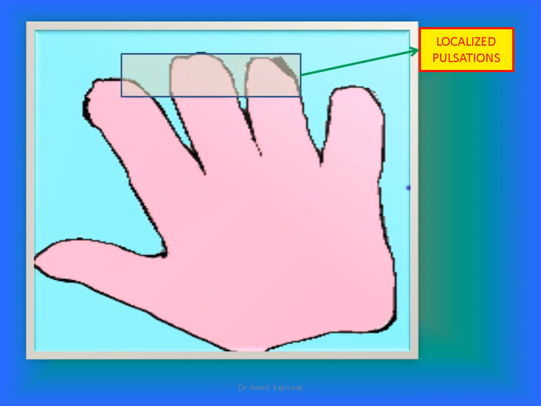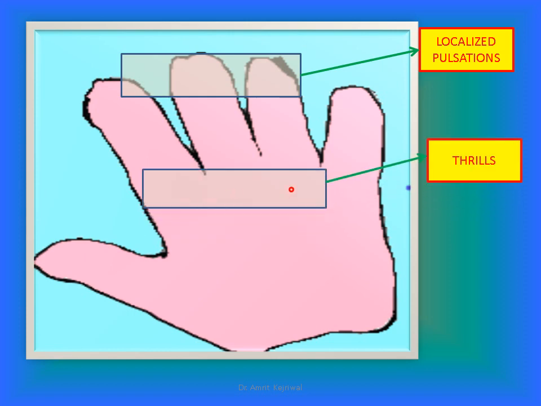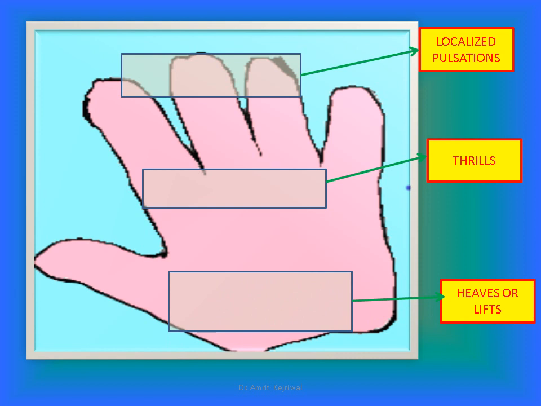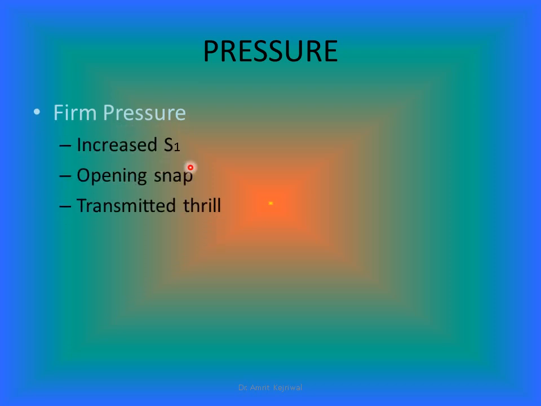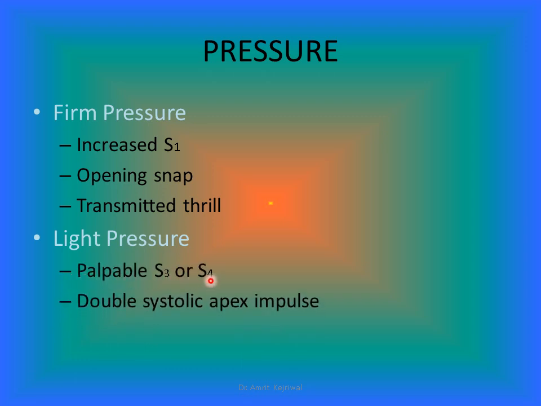So this is our hand. Here, from the fingertips, you can find out the localized pulsations. From the metacarpals you can feel the thrills, and from this part you can feel the heaves or lifts. Pressure: how much pressure to apply and under which conditions you have to apply varying pressures. A firm pressure has to be applied for increased S1, opening snap, or a transmitted thrill. Light pressure is for palpable S3, S4, or double systolic apex impulse.